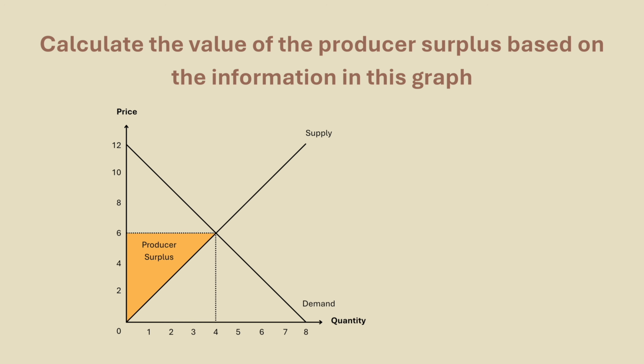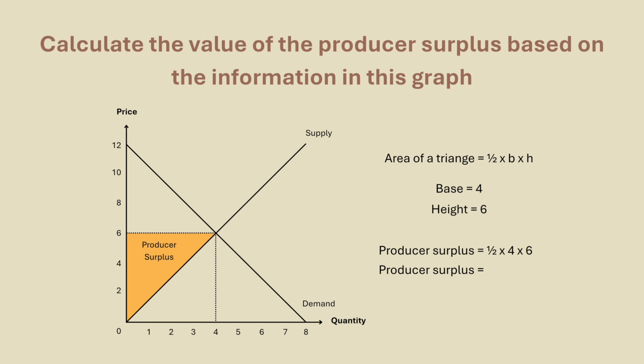Calculate the value of the producer surplus based on the information in this graph. We'll use the formula area of a triangle equals half times base times height. In this case, the base is 4 and the height is 6. So half times 4 times 6 equals $12. So the producer surplus is $12.